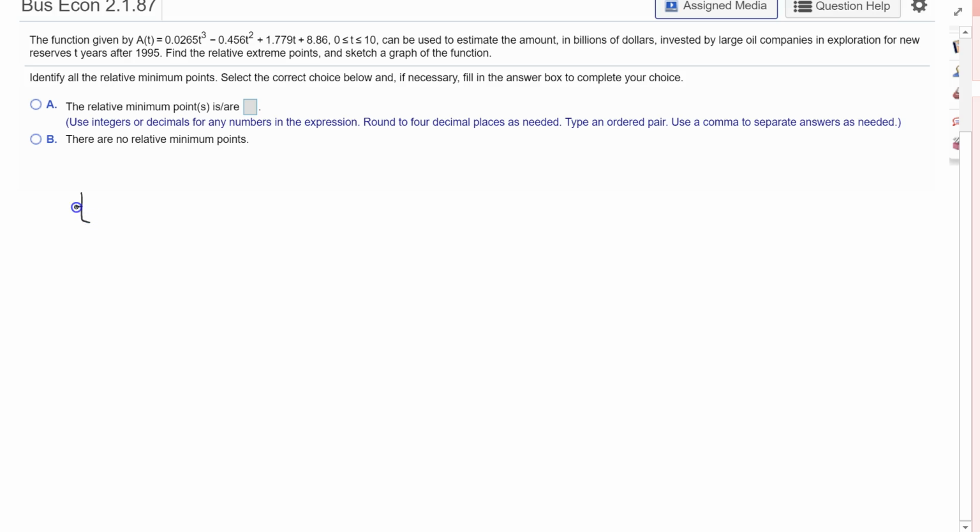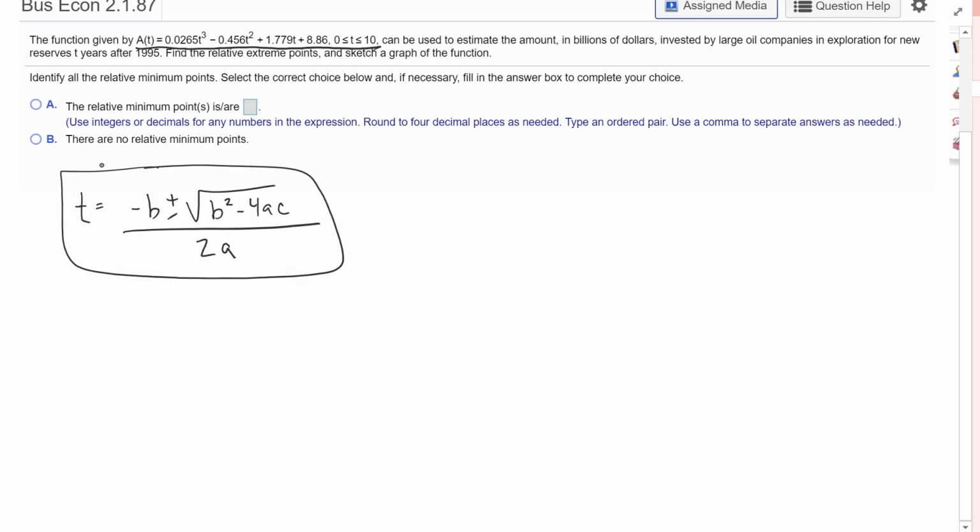You can use the quadratic formula to know that t equals negative b plus or minus the square root of b squared minus 4ac, all over 2a. So once you find the derivative of this function and set it equal to 0, you can solve it by using this formula and plugging it into your calculator.